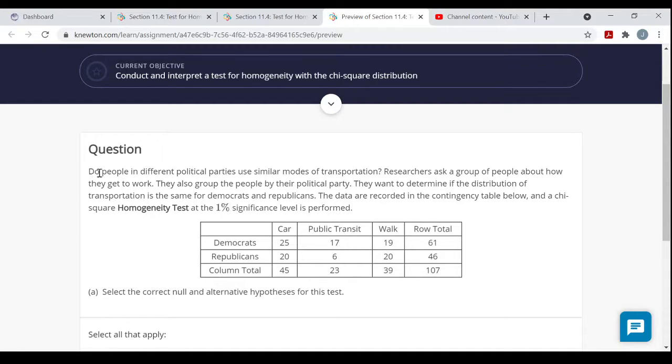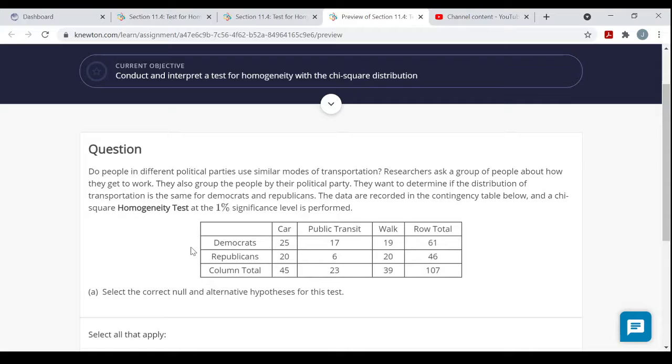The question: do people in different political parties use similar modes of transportation? Researchers ask a group of people about how they get to work. They also group the people by their political party. They want to determine if the distribution of transportation is the same for Democrats as it is for Republicans. Is the distribution of transportation modes used by Democrats the same as the distribution used by Republicans? The data are recorded in the contingency table below, and a chi-square homogeneity test at the 1% significance level is performed. Remember, independence tests would have asked: is the mode of transportation independent of the political party?